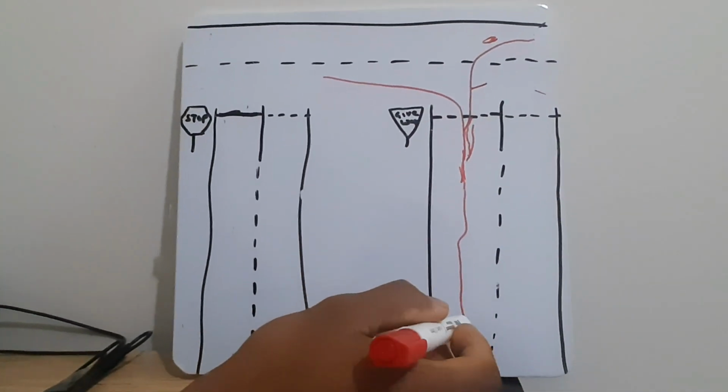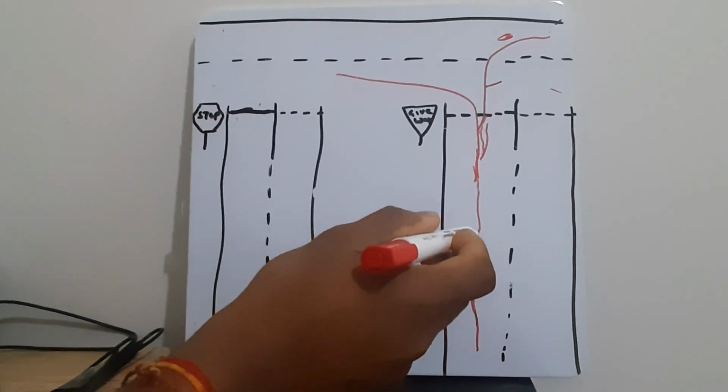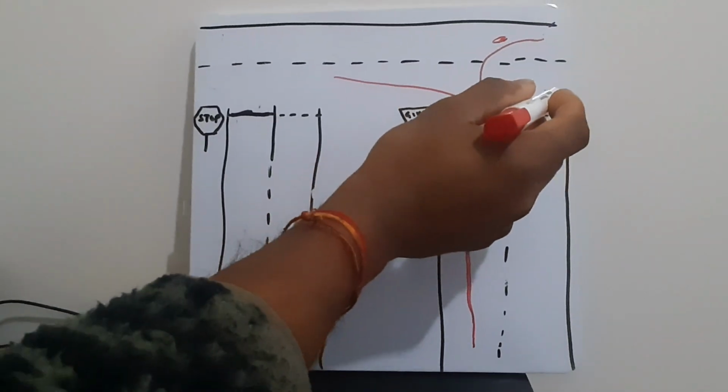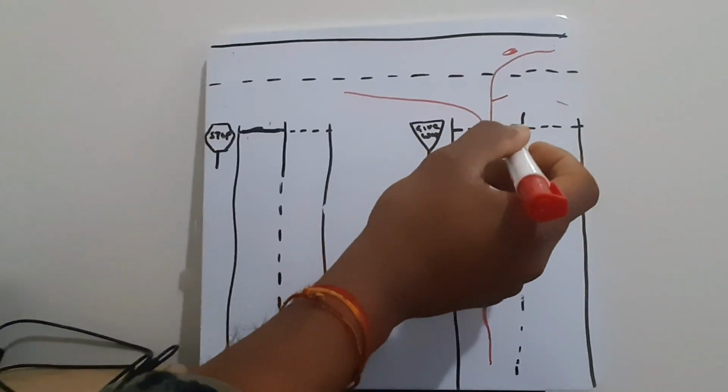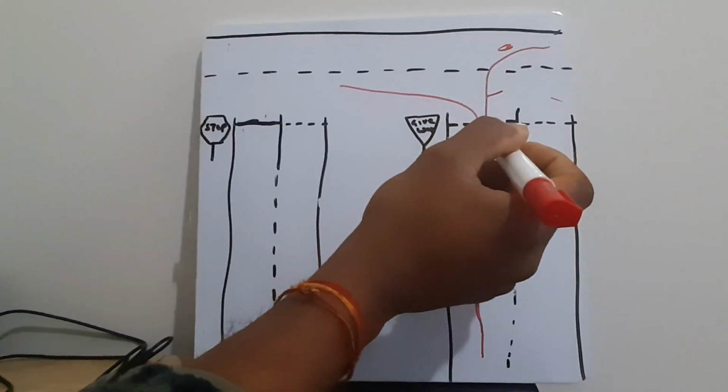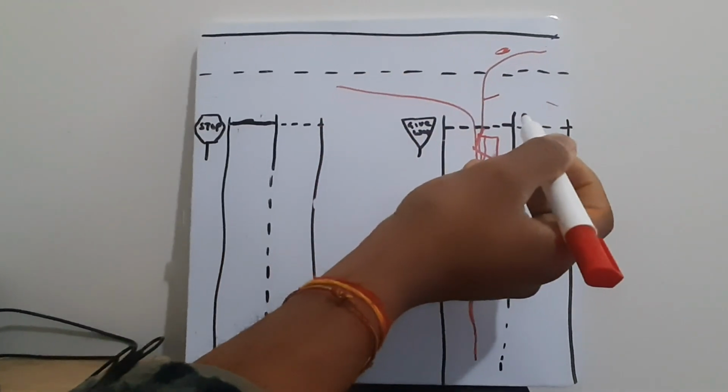Now a different scenario. If you're at the same give-way sign and you can see someone is coming on the road, then you stop your car here. Then you wait for a safe gap and then you can turn left or right. So now the stop sign.